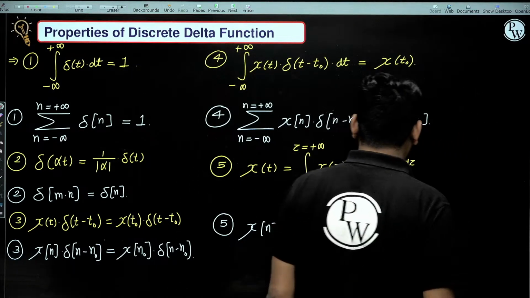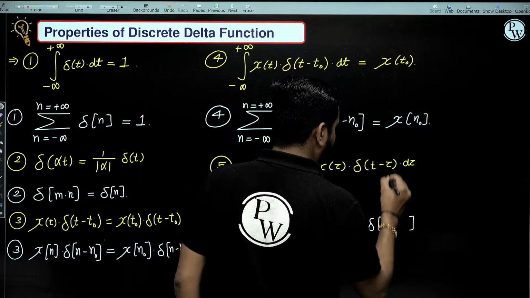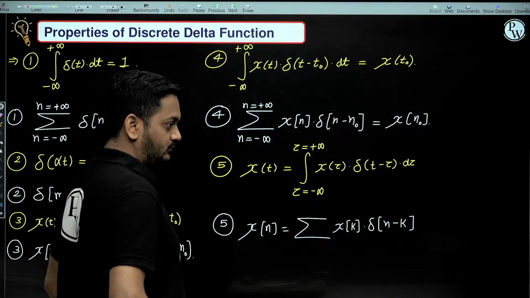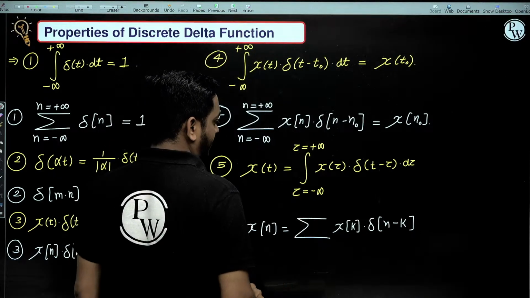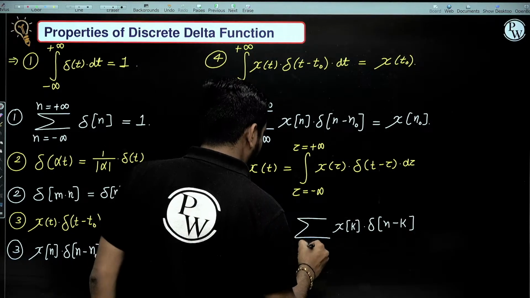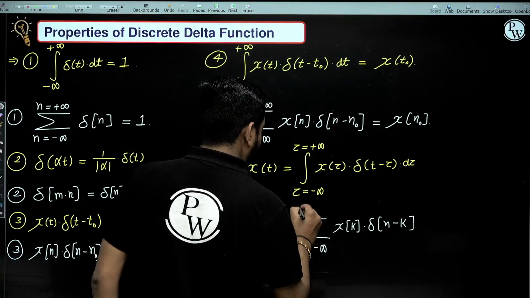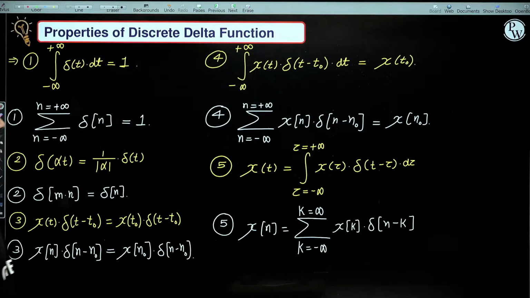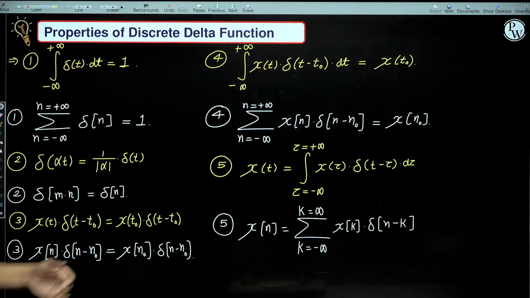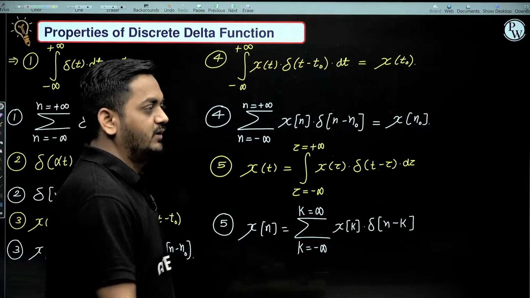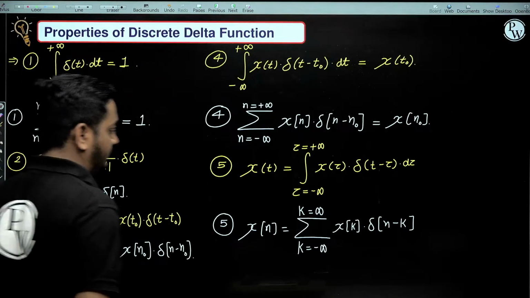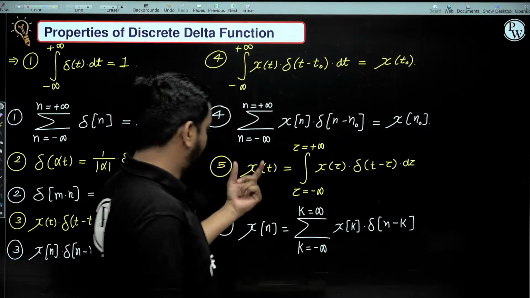Yes, very good. You got the point, guys. Instead of t here n, here k, and tau is from minus infinite to plus infinite. So here the variable is k, guys. K is from minus infinite to plus infinite. Got it? So these are the different properties of the continuous impulse function and the discrete impulse function, guys. Okay, got it now? Any doubt? Tell me.